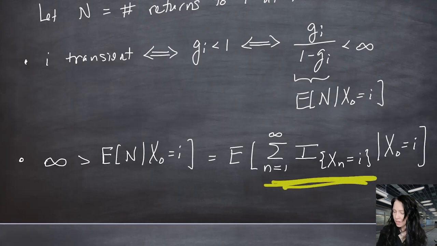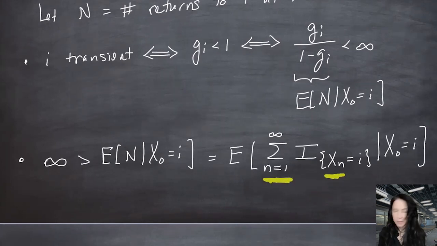And then in here, I'm basically going through the Markov chain starting at time one. So it is important that we start the sum at time one. And I'm saying, did we hit I? Yes or no? Did we hit I? Yes or no? And I'm putting a one down every time we do and a zero every time we don't. So when you add them, that's how you get the number of returns.